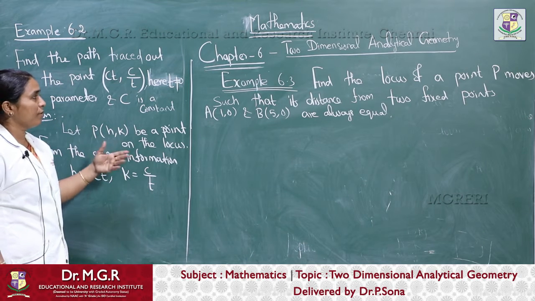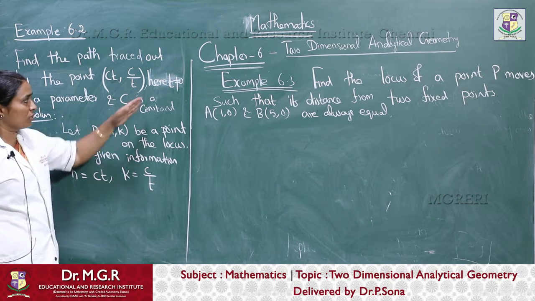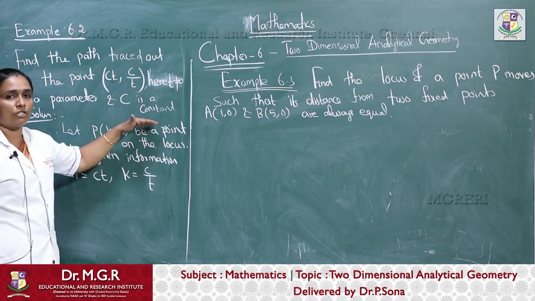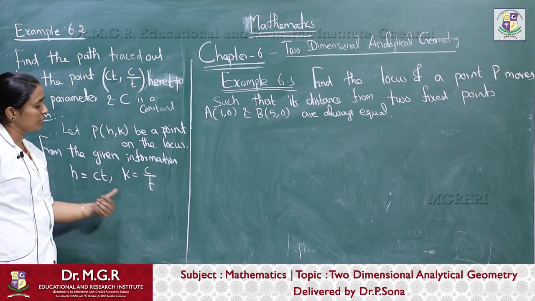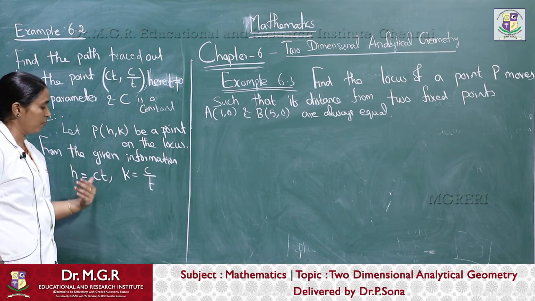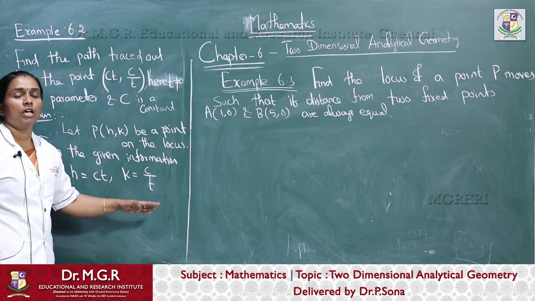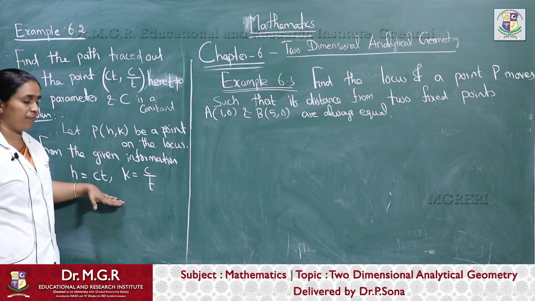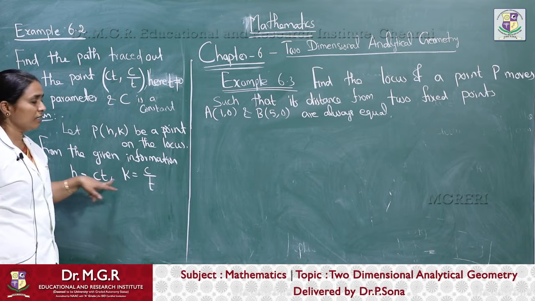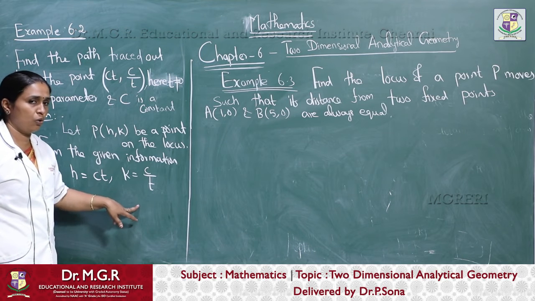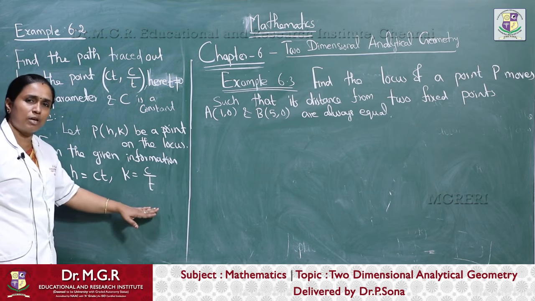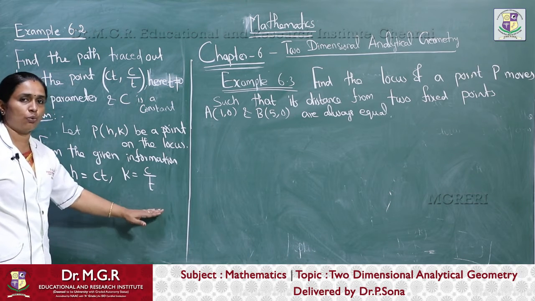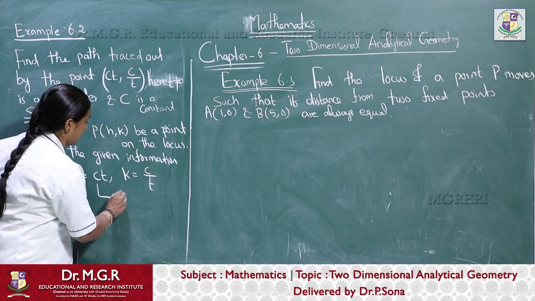Now our aim is to eliminate the other parameter, because it is given that t is not equal to 0 is a parameter and c is a constant. Here we have two equations in terms of h, k and t. So how to eliminate t? If we add these two, is it possible to eliminate? No. If we subtract these two, is it possible? No. Only by multiplying these two can we easily eliminate the parameter.